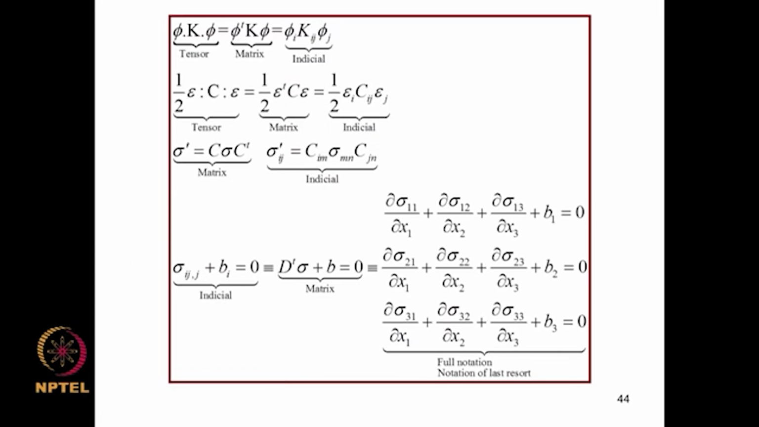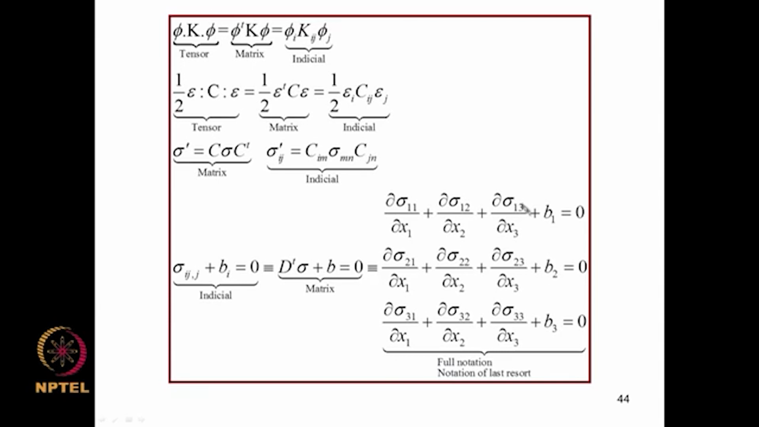So, I have given some examples of writing different expressions in alternative notations, which you can examine. If we have something like phi transpose K phi, in tensor notation it is written as phi dot K dot phi, and in indicial notation it is phi i Kij phi j. Similarly, half epsilon transpose C epsilon is written as half epsilon double dot C double dot epsilon, whereas in indicial it is epsilon i Cij epsilon j. And so on and so forth.